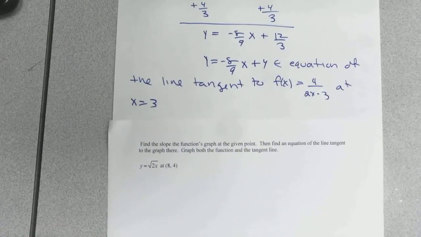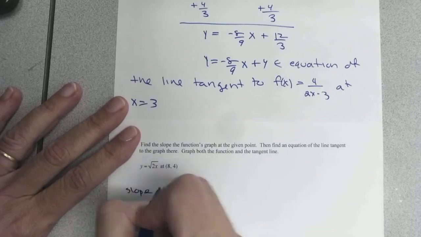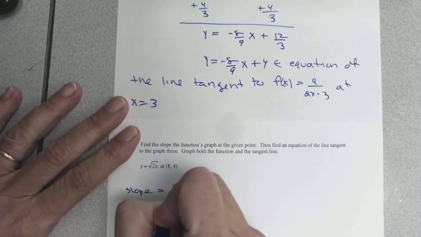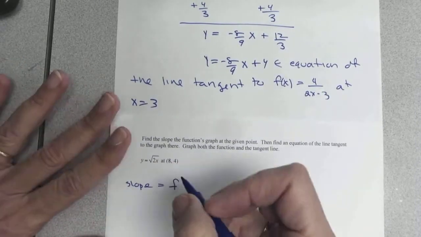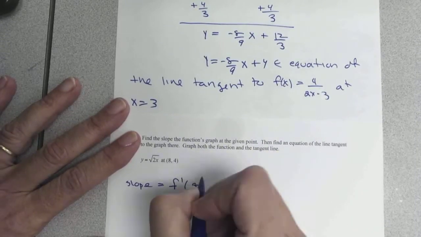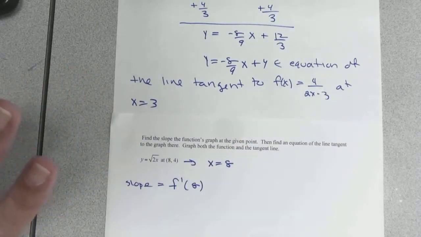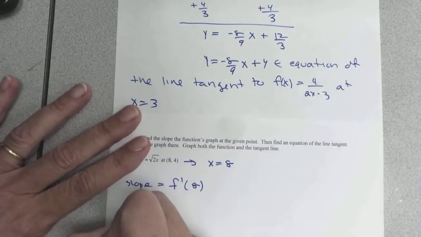Okay, next problem. More of the same. Find the slope of the function's graph at the given point, then find the equation of the tangent line to the graph there, graph both the function and the tangent line. So really the same problem, just a new function. So the slope is going to be, and I'll call it f instead of y, f prime of 8, because that point there means that x equals 8. So we want f prime of 8.